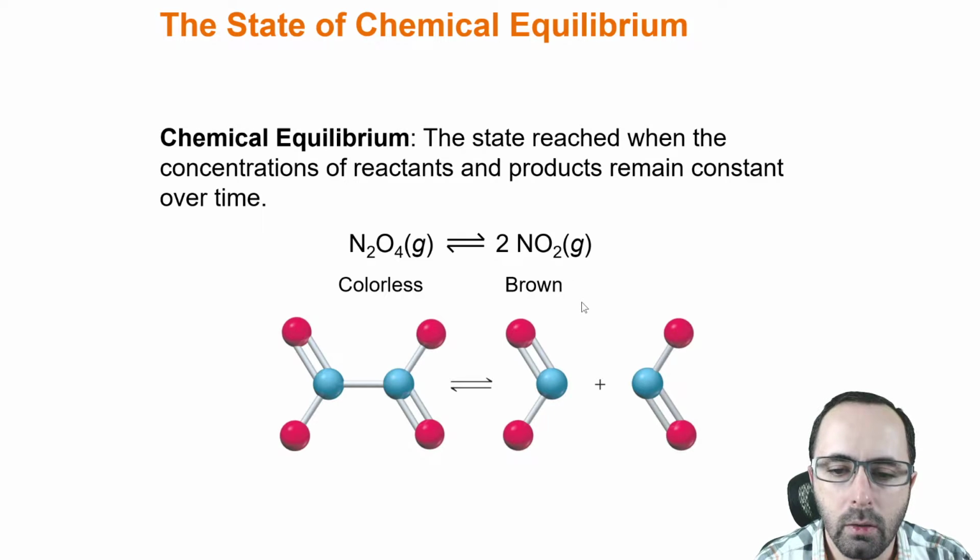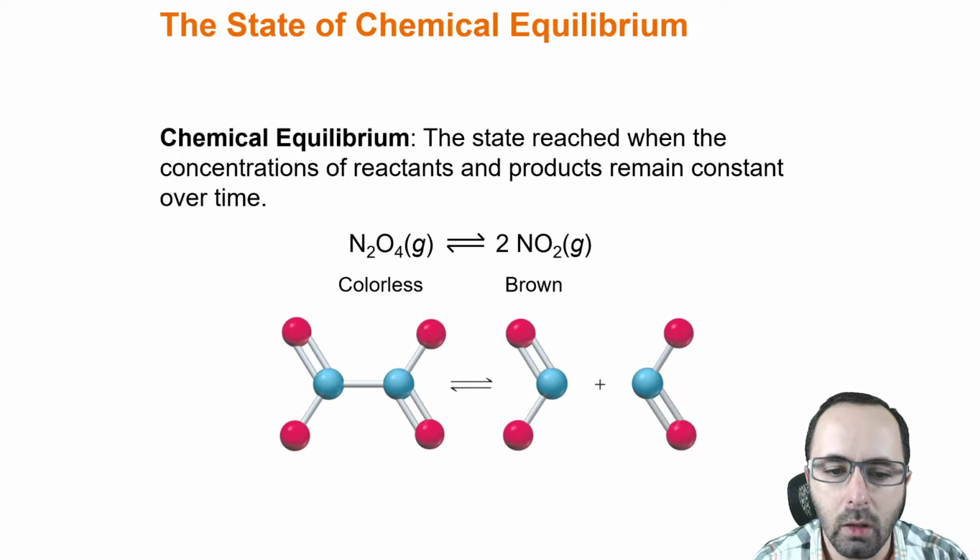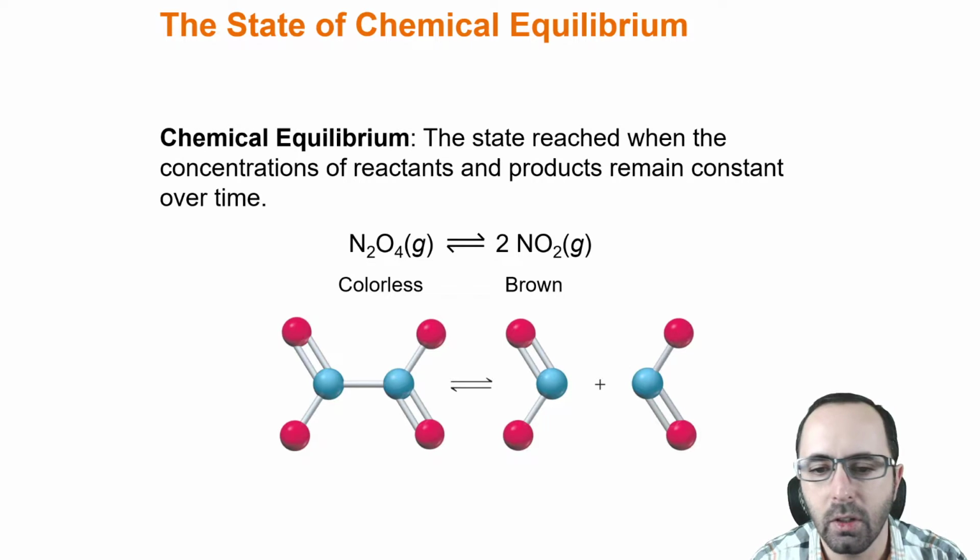So a very useful example of an equilibrium process that we see in the skies every day is the conversion of colorless N2O4 to NO2, which has a brown color. And so this is the characteristic smog that we see in the afternoon over LA. That brown color is due to the NO2.